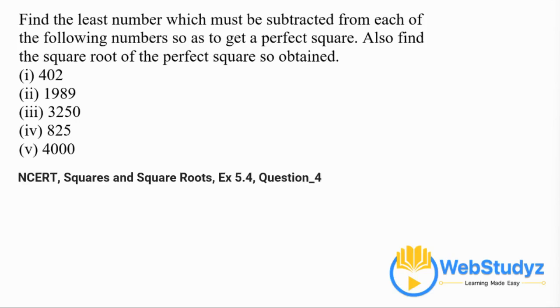Find the least number which must be subtracted from each of the following numbers so as to get a perfect square. Also find the square root of the perfect square so obtained. So let's start the solution. So the first number we have is 402.